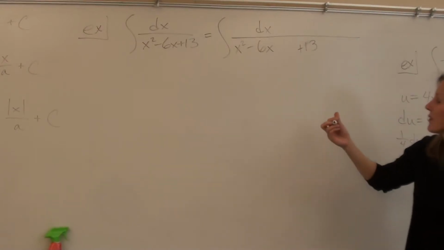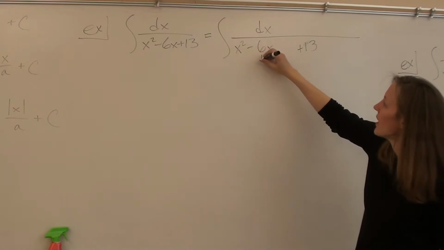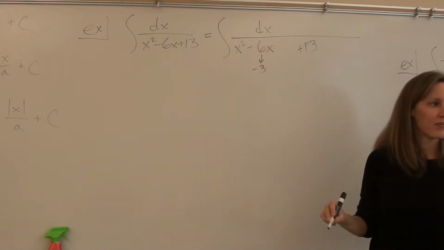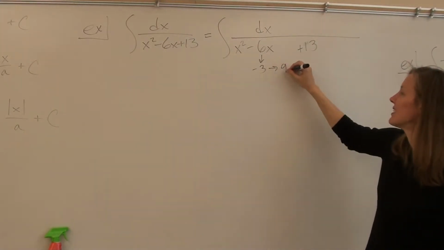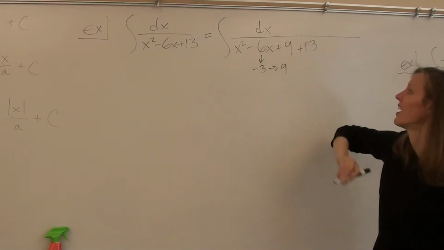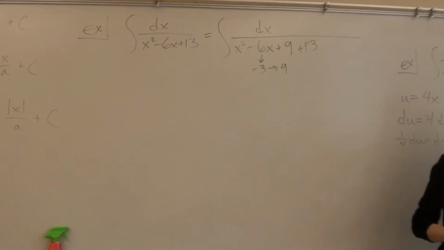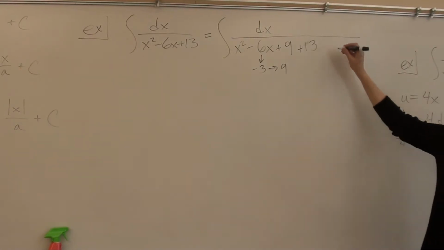All right, here's what I'm going to do, and let's see if this rings a bell. I'm going to take the coefficient of the x term, and I'm going to divide it by 2. And then I'm going to square it, and I'm going to add it. But I can't just run around adding 9s to problems, right? So if I add a 9, I also have to subtract a 9 so that I am equivalent to the original problem.